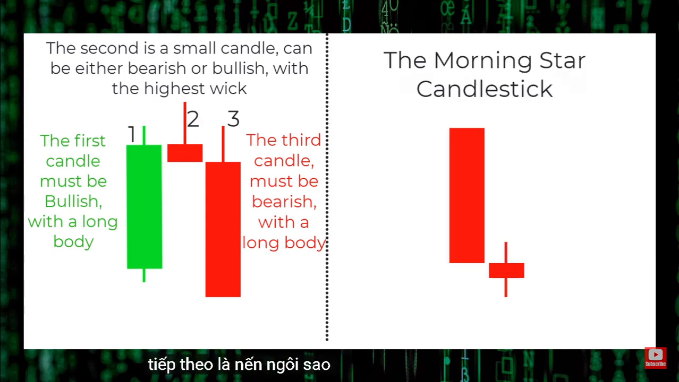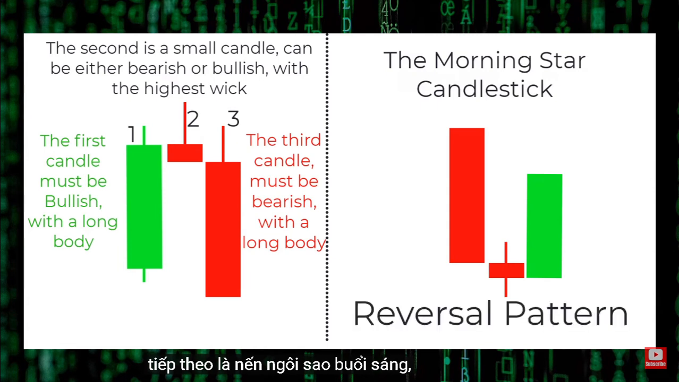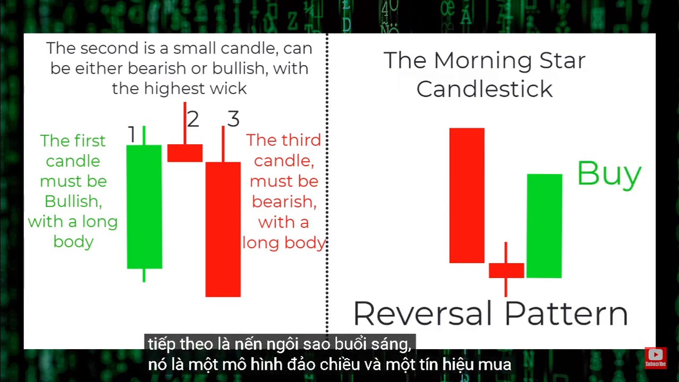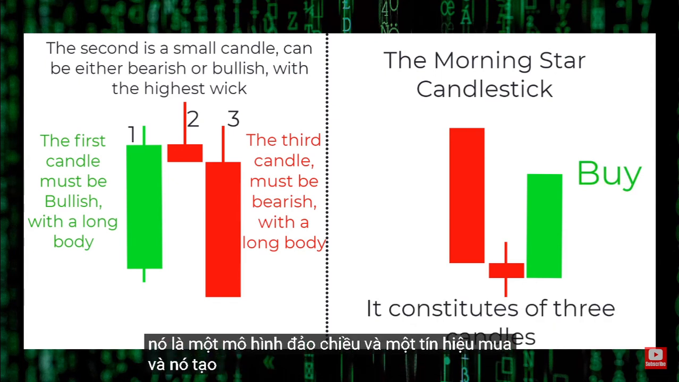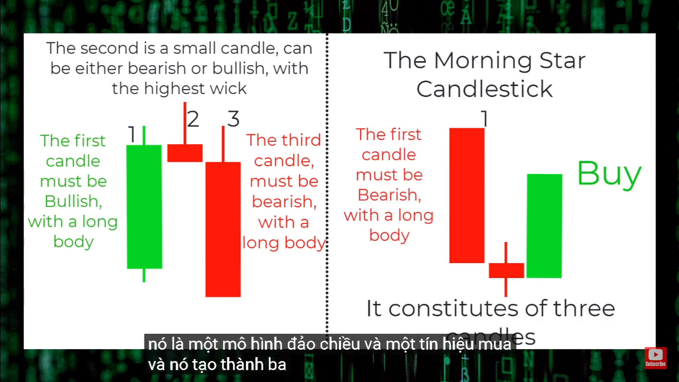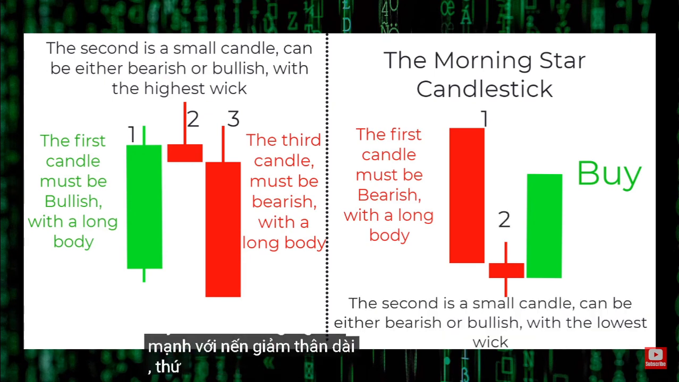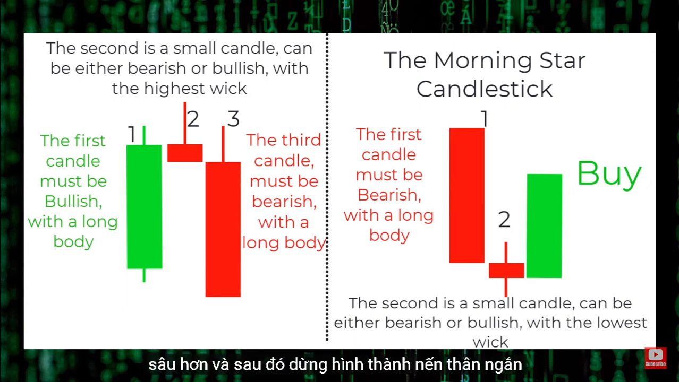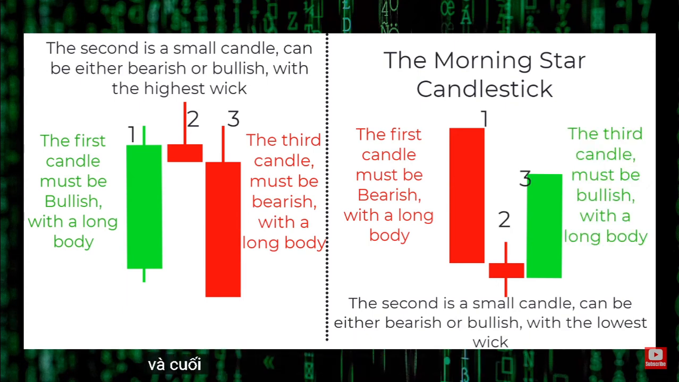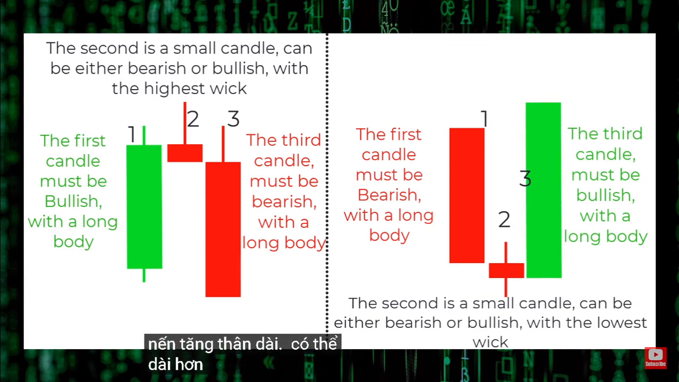Next is the morning star candlestick. It's a reversal pattern and a buy signal, and it constitutes of three candles. The first is where the price drops down sharply with a long body bearish candle. The second is where the price drops further and then halts, forming a short body candle. And finally, the third is where the price makes a strong push back up with a long body bullish candle, which can either be longer or shorter than the first candle.